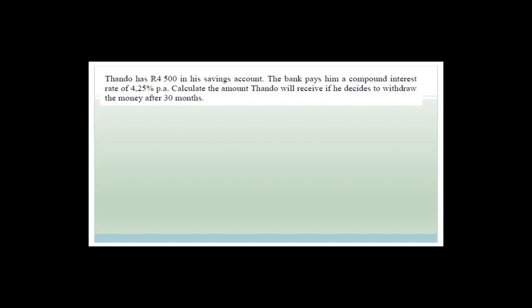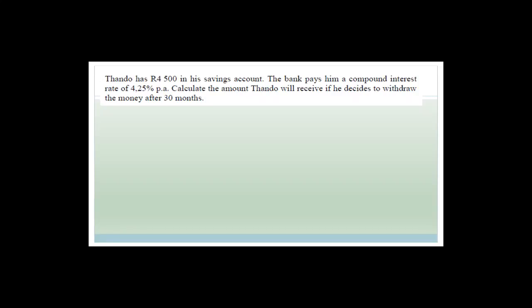Right, now it says, Tando has 4,500 Rand in his savings account. The bank pays him compound interest at a rate of 4.25% per annum. Calculate the amount Tando will receive if he withdraws the money after 30 months. So please note that the compound interest is per annum and he's withdrawing the money after 30 months. So the first thing we need to do, other than realize that we are using compound interest, is convert those months to years.